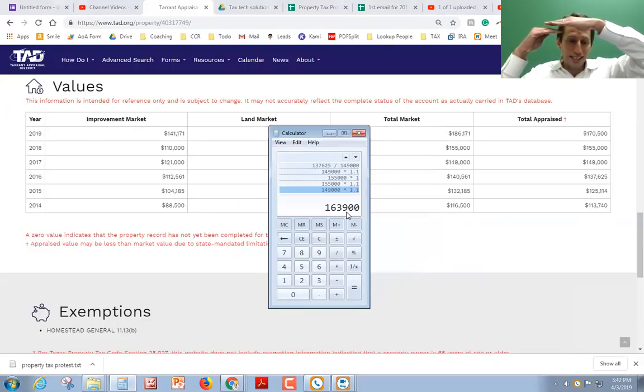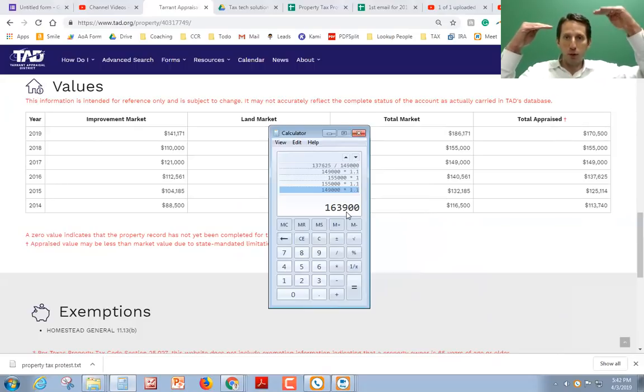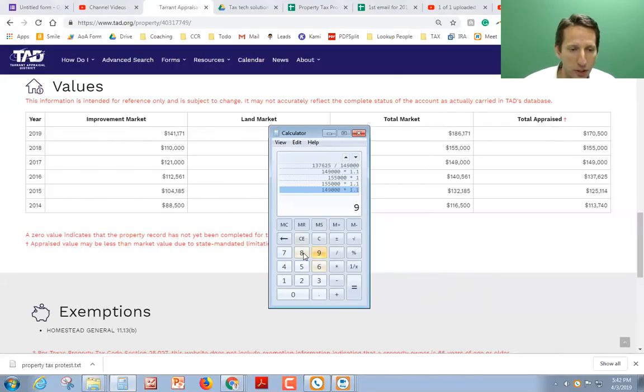As long as I stayed below that number, my appraised value and my market value are going to increase at the same rate. Now, if it had hit that cap, then boom, appraised value would have stopped right here and market value would have kept going up. Let's see what happens the next year. We've got $155,000, which is what they think it's worth, and I'm getting taxed on $155,000. So I'm going to put in $155,000 and increase 10%, times 1.1, 110%. Now the capped value is $170,500.